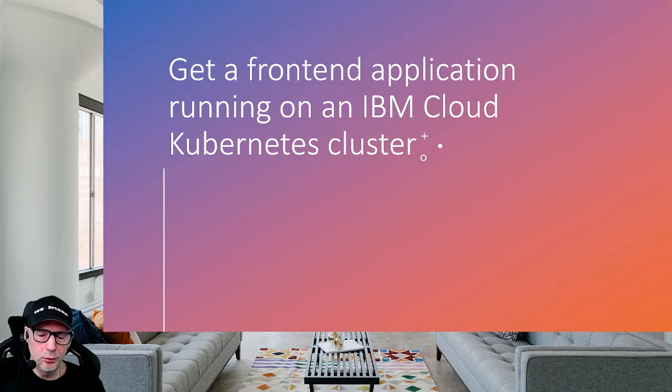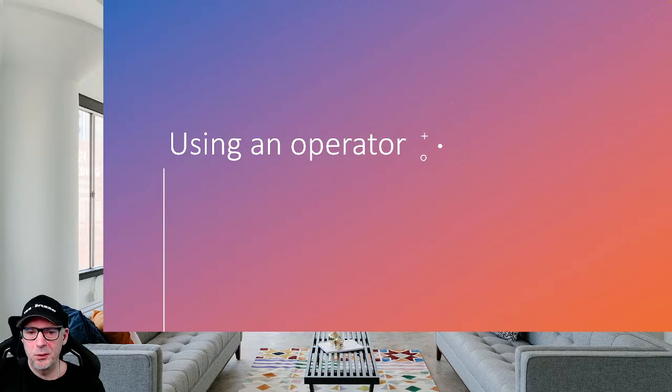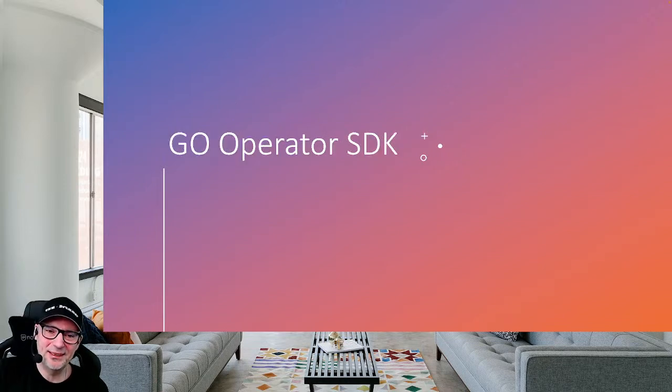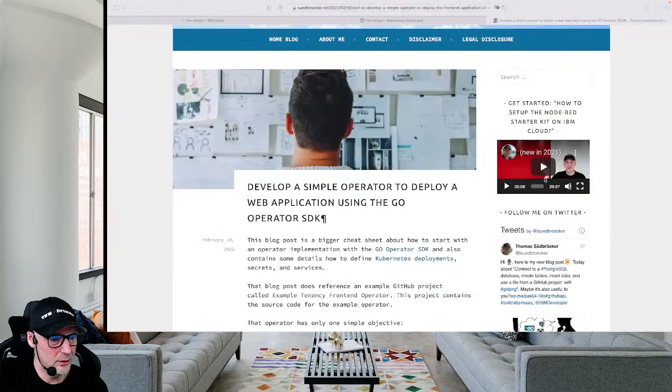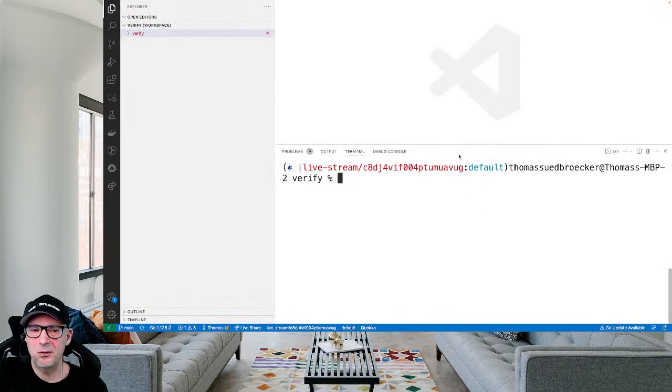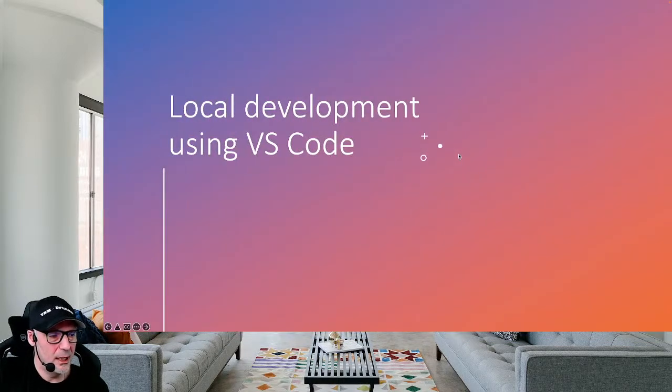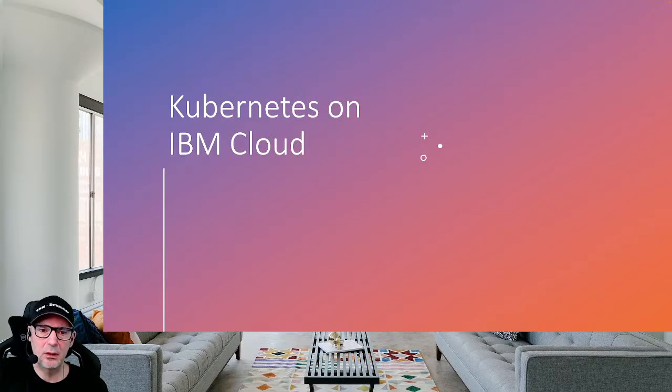So what we will do, we go forward here. For sure, we're using an operator. We do use Go operator SDK, and we do local development. We use Visual Studio Code. You have already seen here, maybe when I go here, I prepared the Visual Studio Code. Then we use the Kubernetes on IBM Cloud, as I said. So that is what the situation is.